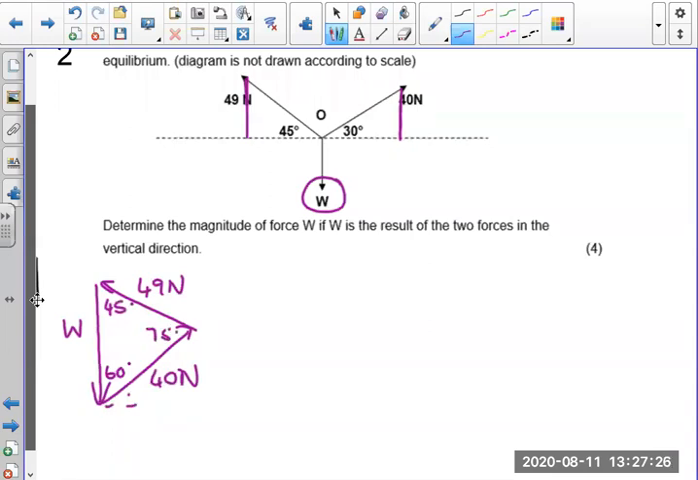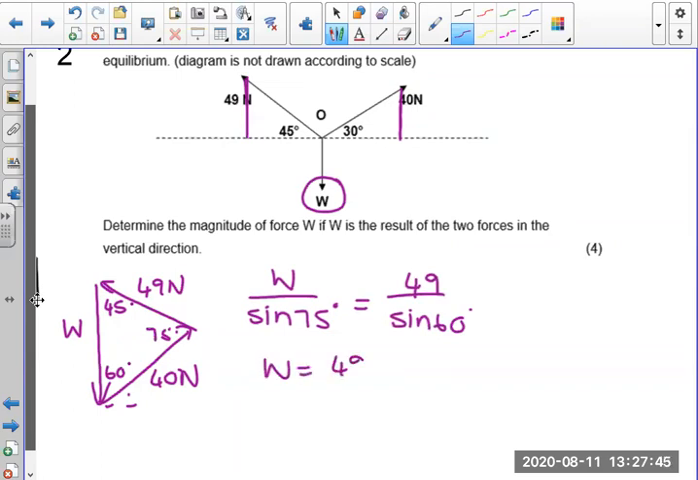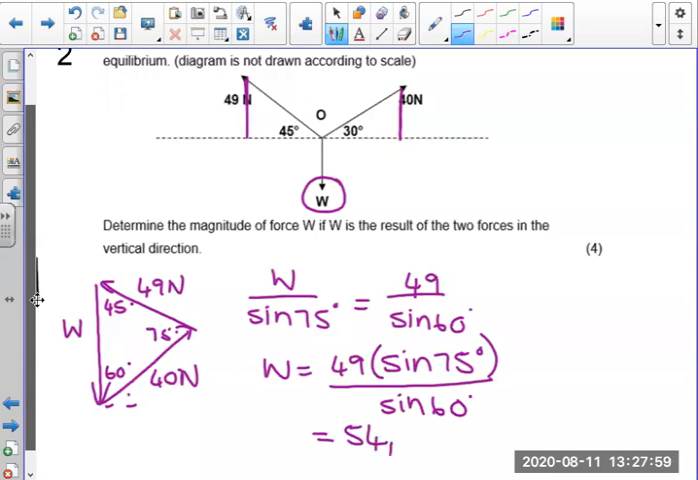So when I work out the weight, I can say the weight over sine 75 equals, and now I can use any one of the two. Let's say I use the 49 over sine 60. When I work out the weight, I can say 49 times sine 75 degrees over sine 60. And then I'm going to get an answer when I work it out as 54,65 newtons. So that's one way to get the magnitude of the weight.